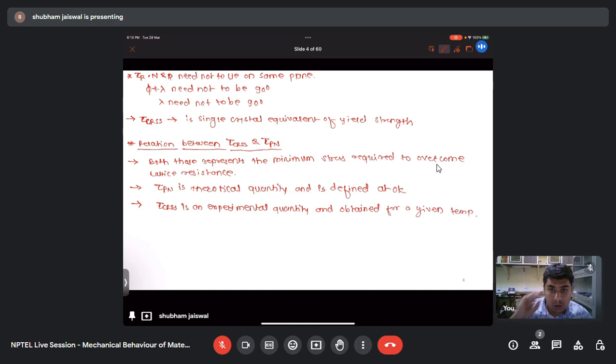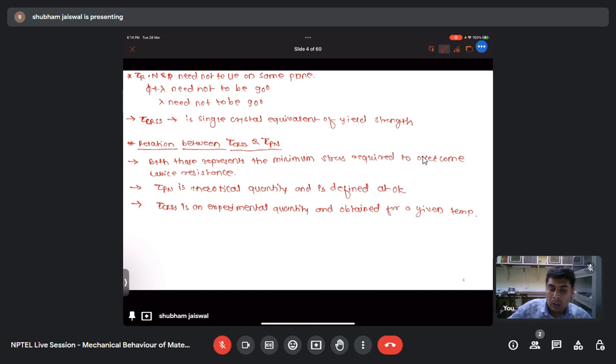As I told you, tau CRSS is an experimental value. If I change the temperature, it will change. Similarly, with the composition, it will change. But the resolved shear stress is not a property of a material. It will change with the geometry as well as the orientation of the slip plane, and with the crystal structure as well. So this is not a fundamental property of the material, whereas tau CRSS, the critical resolved shear stress, is.